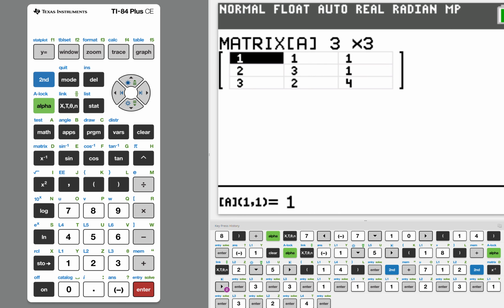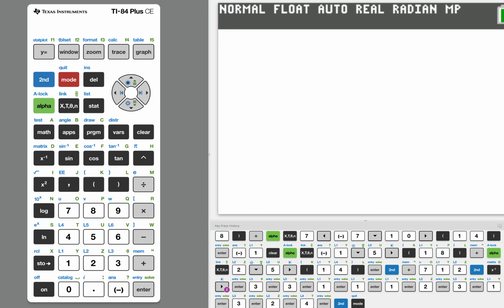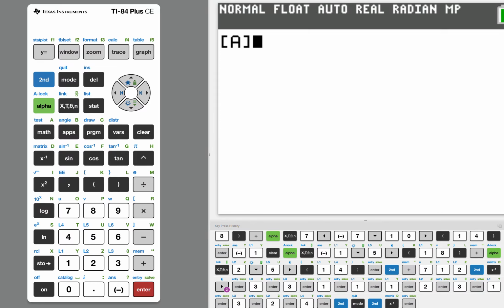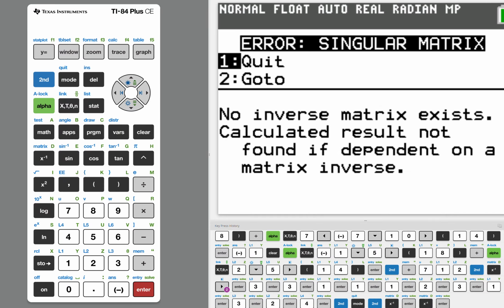And then I can go second mode, quit. Second matrix. Just select that. And then we'll take the inverse with this button here. And then we hit enter. This says no inverse matrix exists. Calculate a result not found if dependent on a matrix inverse. All righty.